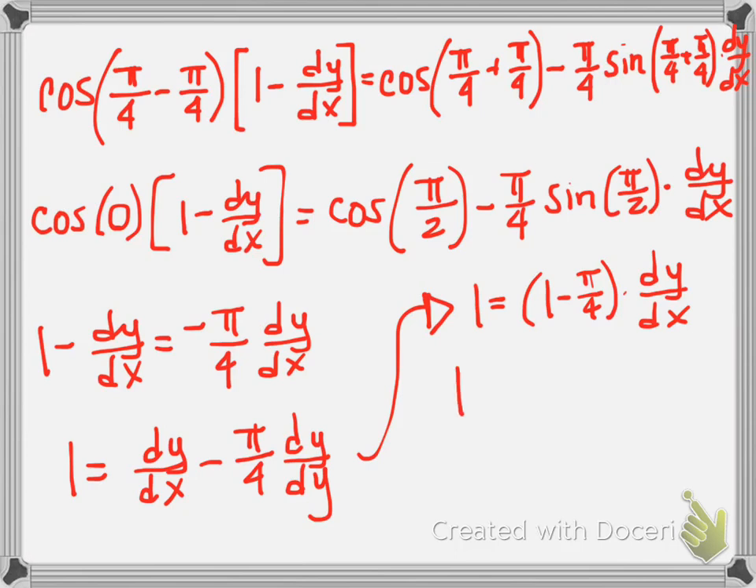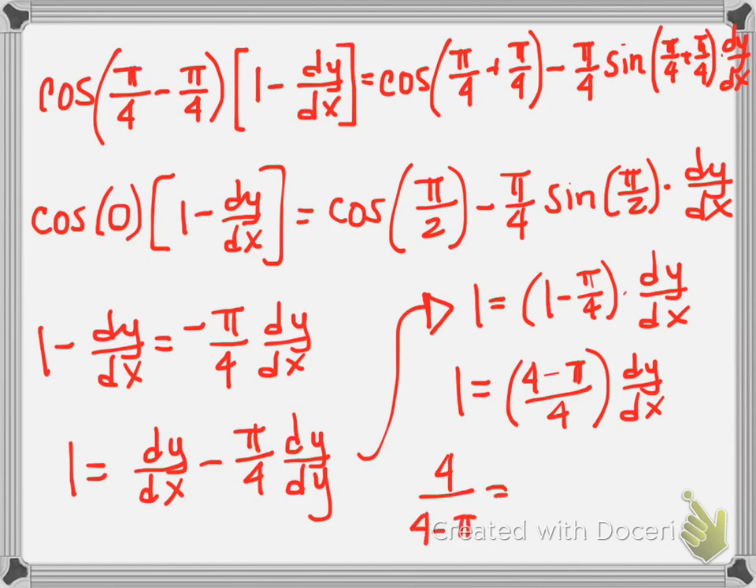I'm going to make this left side into one fraction. I get a common denominator of 4, so I have 4 over 4 minus pi over 4, or in other words, I have 4 minus pi over 4. So now I solve for dy/dx, and I get 4 over 4 minus pi equals dy/dx. Okay, so at the point pi over 4, here is my dy/dx.